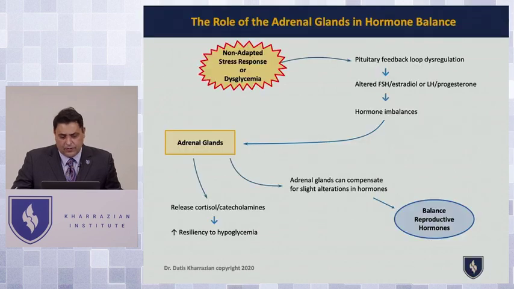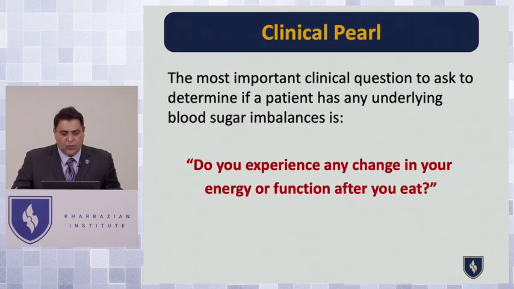Another key thing from a dietary and nutritional point of view is really making sure the blood sugar levels are stable, adrenal glands are functioning well. And one of the things we talked about is making sure that we determine if any of our patients have blood sugar issues in the dysglycemia course by asking the patient in history, do you experience any change in your energy and function after you eat?